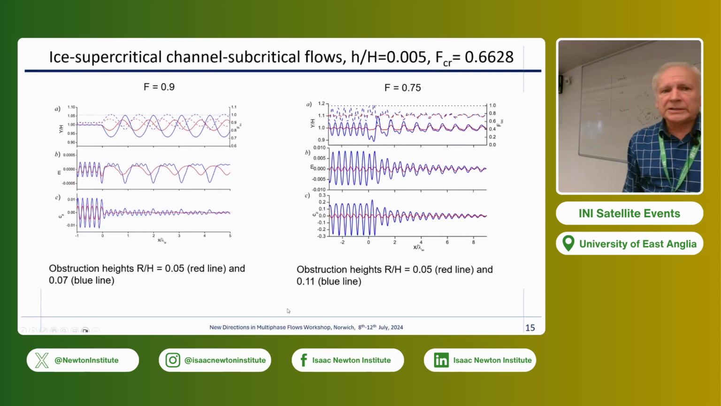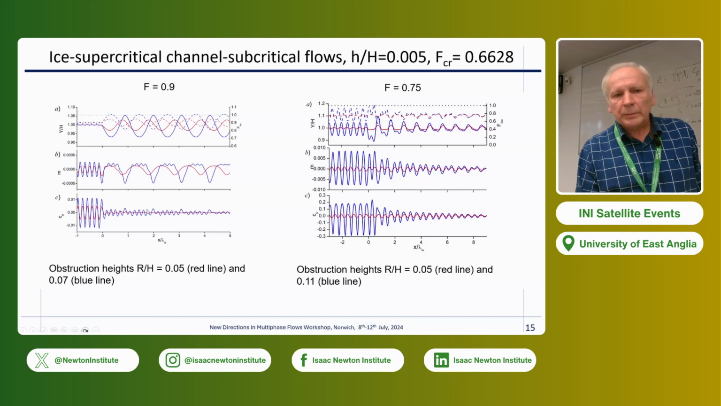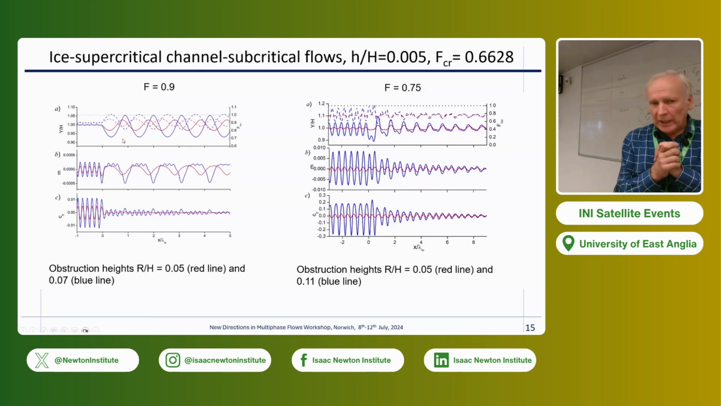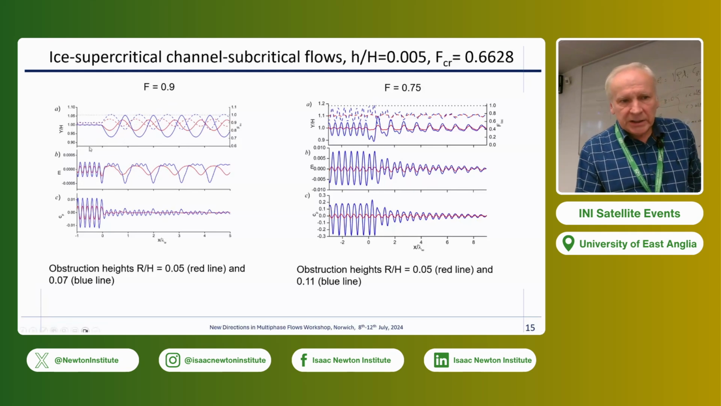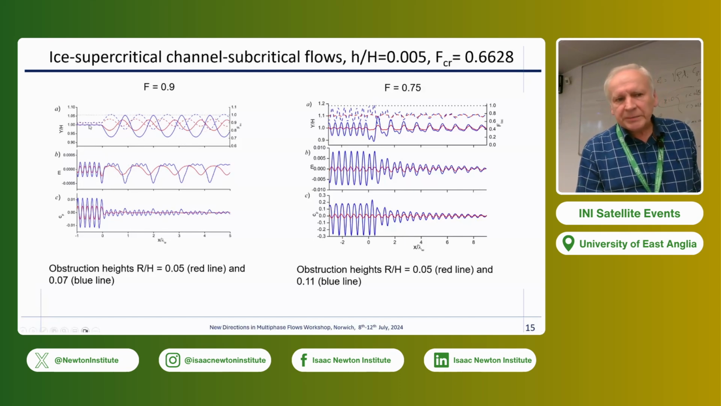Here is shown ice, supercritical channel, subcritical flow, Froude 0.9 and Froude 0.75. Froude 0.9 is closer to the critical value 1. And we can see in this case, for two heights of obstruction, 0.5 and 0.7, the red and the blue line, that in the case of gravity wave downstream there is quite large amplitude, but the upstream elastic wave has small amplitude.